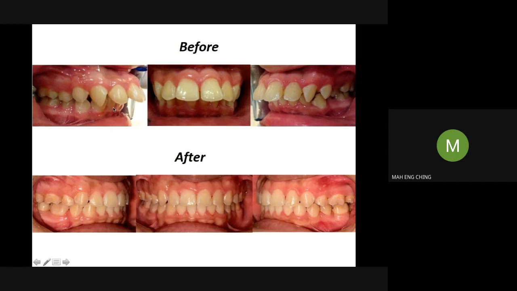So this one, we're going to tip back, retract the upper incisor. At the same time, we have to open the bite. This one is a deep bite, so we have to open the bite. For the lower incisor, we use a lot of intrusion force. For the upper incisor, intrusion and tipping movement.